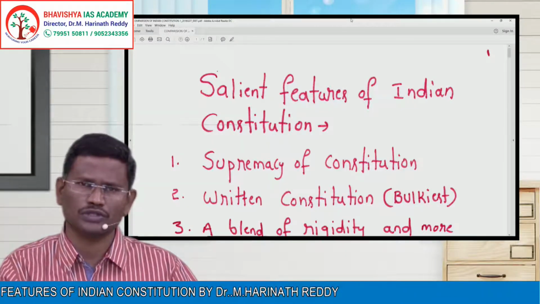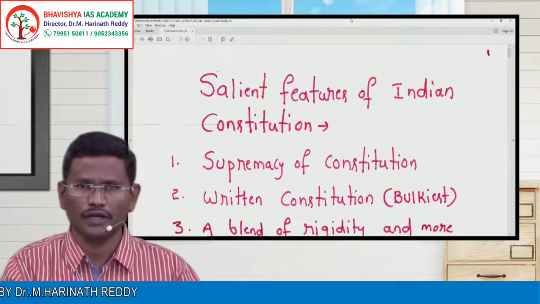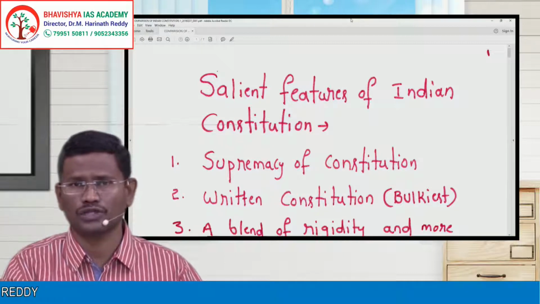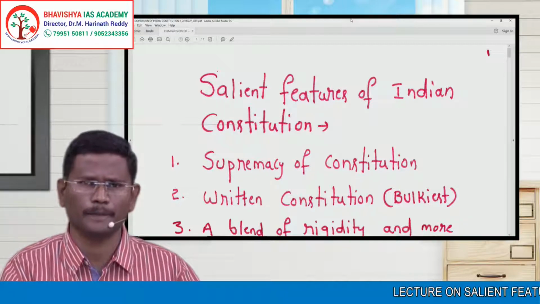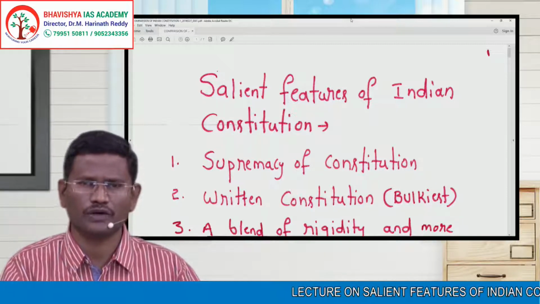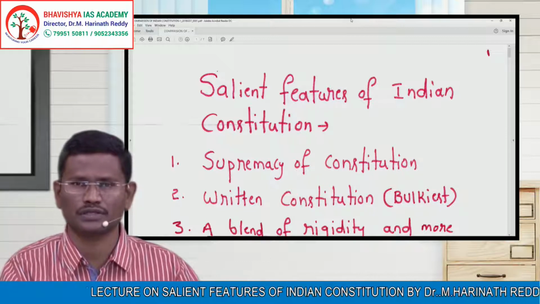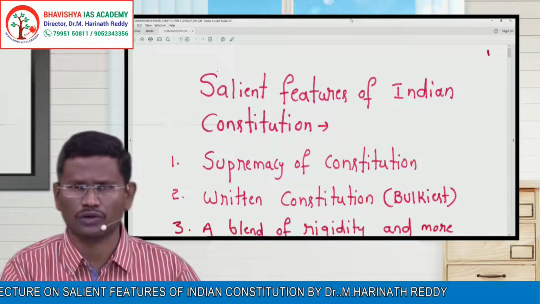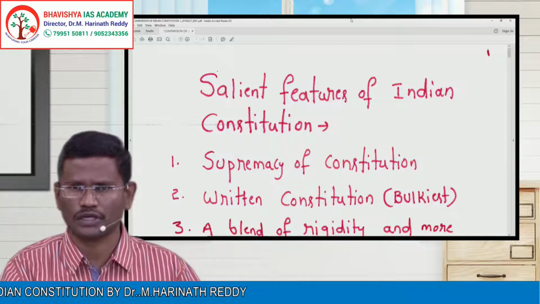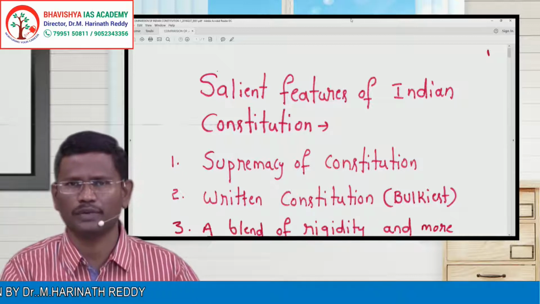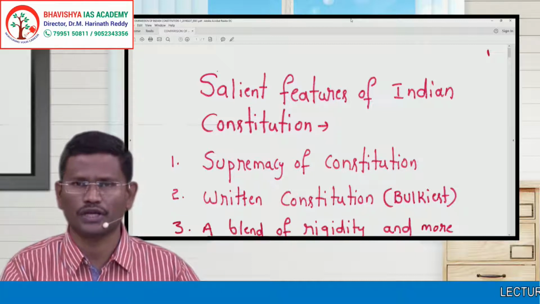See, Indian Constitution is written, and in India, the Constitution is supreme. All the three branches of the government, the executive branch, legislative branch, and the judicial branch, derive their authority from the Constitution of India. And the supremacy of Indian Constitution is protected and guaranteed by an independent judiciary with the power of judicial review.